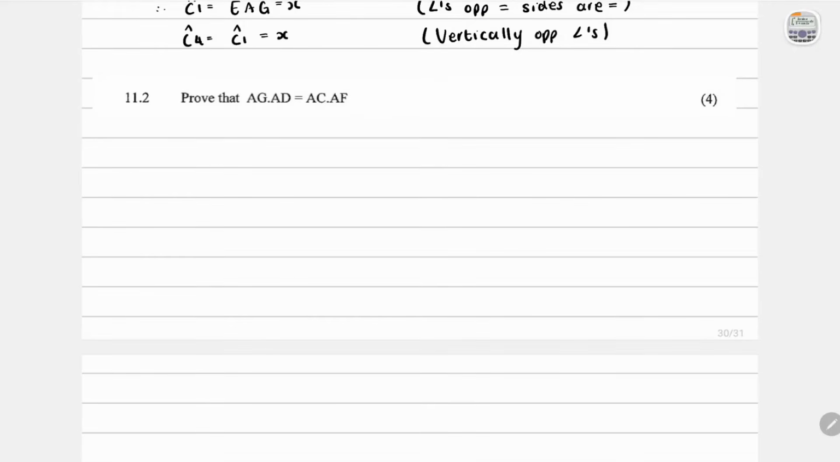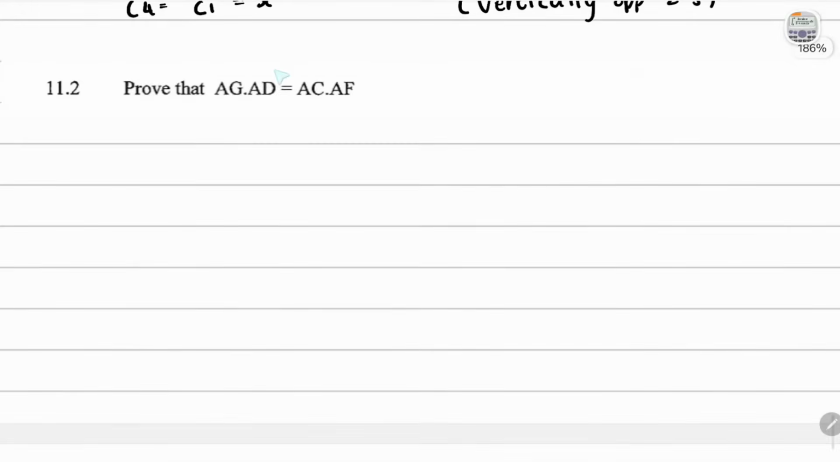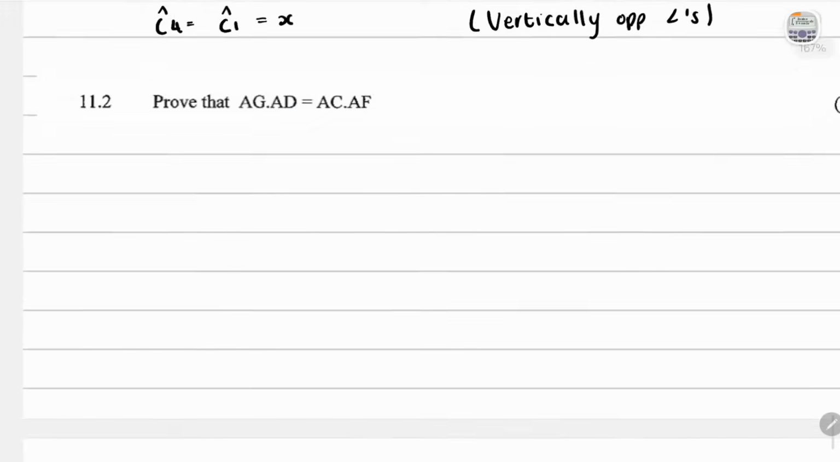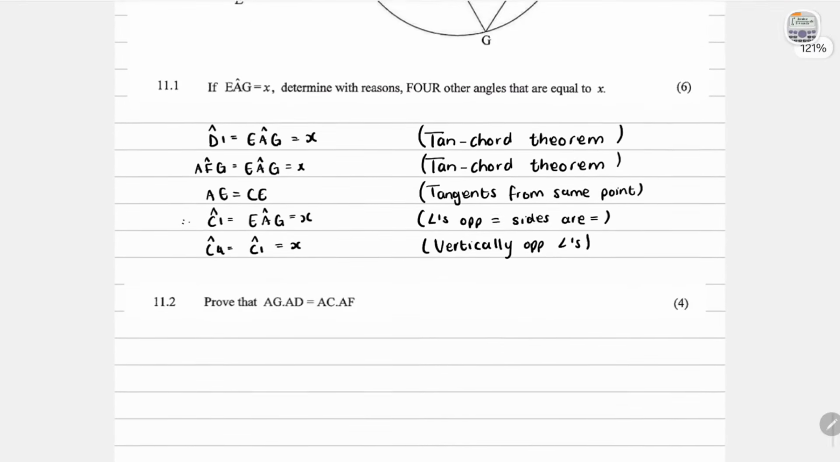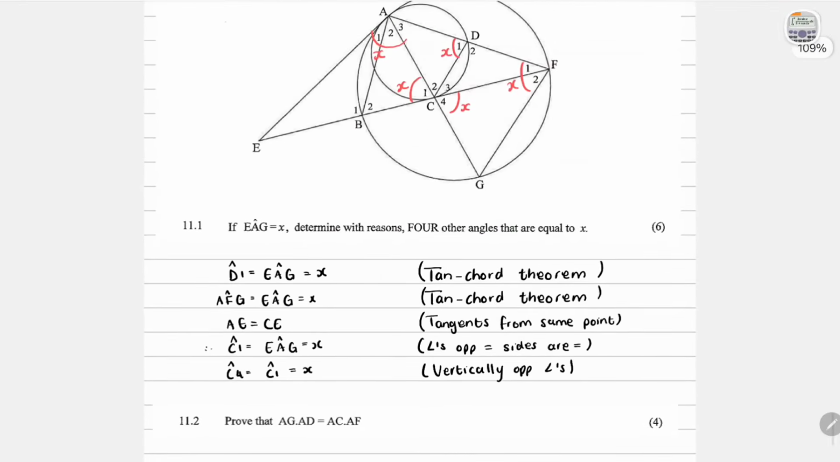Question 11.2 says, prove that AG times AD equals AC times AF. So what we have to do here is just find those lines so that we can make sense of it. So AG is this line over here. AD is this line over here.